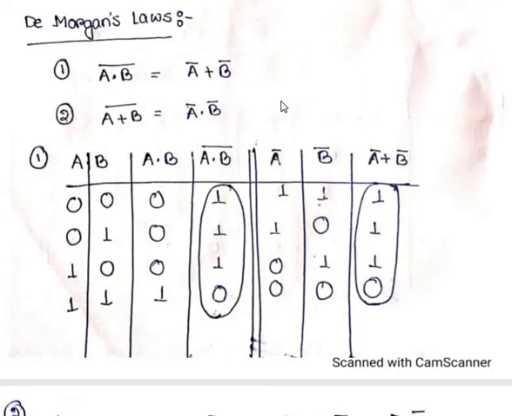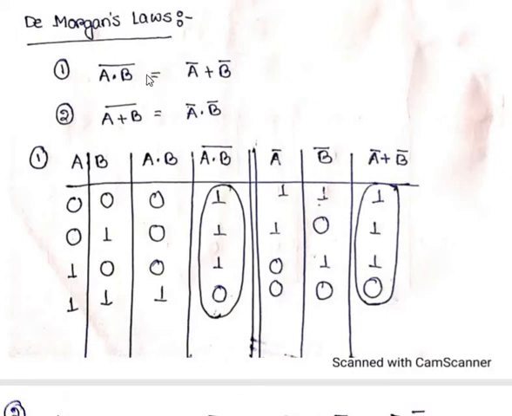Now let us prove the right hand side of this equation with the left hand side. So what we will do, we will calculate the truth table. Here again the inputs are two only, A and B. So the input combinations will be 0 0, 0 1, 1 0 and 1 1.